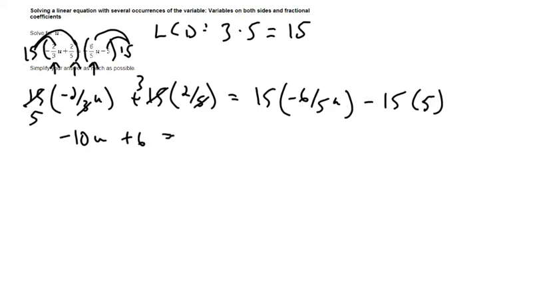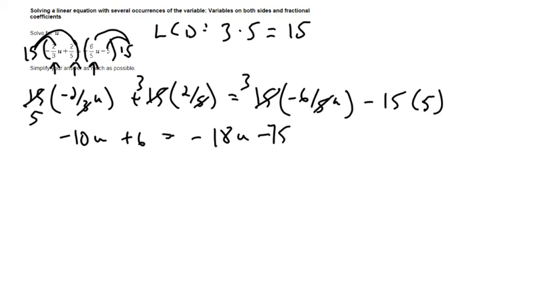5 and 15, that cancels, will give me a 3. 3 times negative 6u is negative 18u. And 5 times 15 is 75. Alright. So now this is a simple equation. We should be able to solve this without a problem.